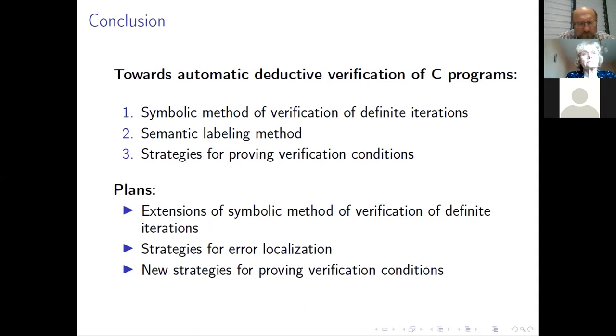Our goal is automated deductive verification of a C program. And we plan to extend definite iteration by new kinds of loops and apply a symbolic method to new kinds of iteration. Also, we plan to develop strategies that can help the user of the verification system to localize errors. And we plan to develop new strategies for proving verification conditions.